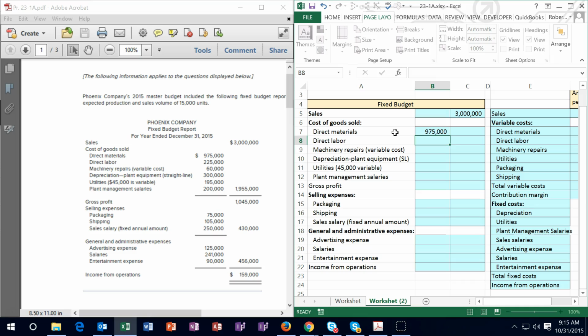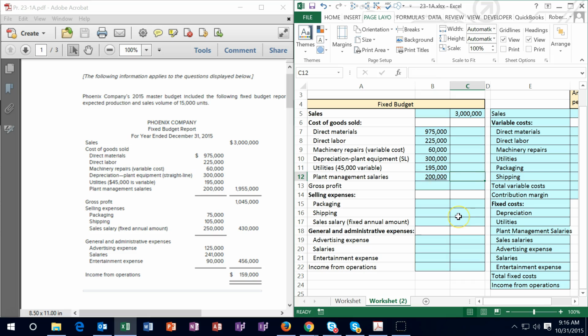975 for direct labor, machinery 225, and that was direct labor, sorry. Machinery 60,000, depreciation 300,000, and utilities 195,000, plant management 200,000. We have the underline there. Note that we could have a subtotal underneath for cost of goods sold, but in this case they're bringing it over to the right hand side. So this 1,955,000 is the sum of this column over here, that being the cost of goods sold.